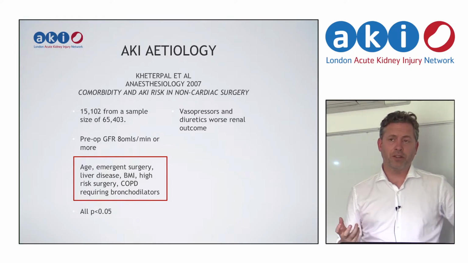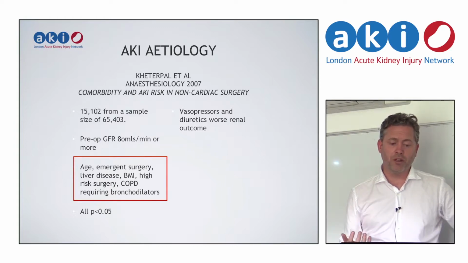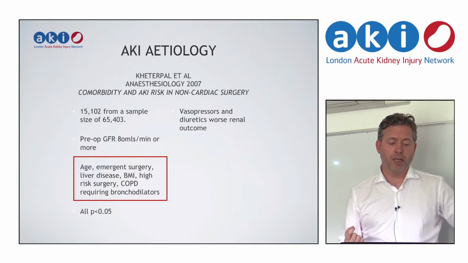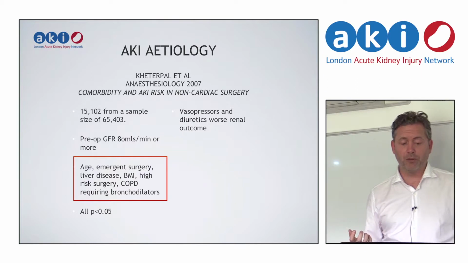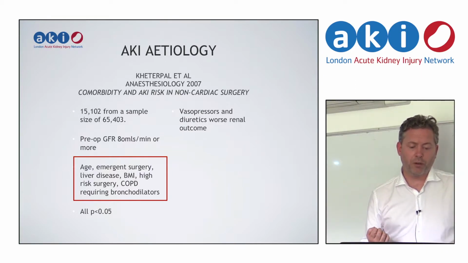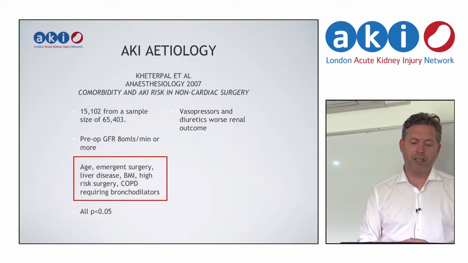Comorbidity, as well as the acute insult, is a big factor. This is one of many studies looking at comorbidities and risk of AKI. This was non-cardiac surgery, patients with normal baseline renal function, age, the emergency nature of the surgery were risk factors, but also in terms of background comorbidities, liver disease, high BMI, COPD requiring bronchodilators. So fitness, ability to get oxygen out there into tissues under stressful conditions is an AKI risk.